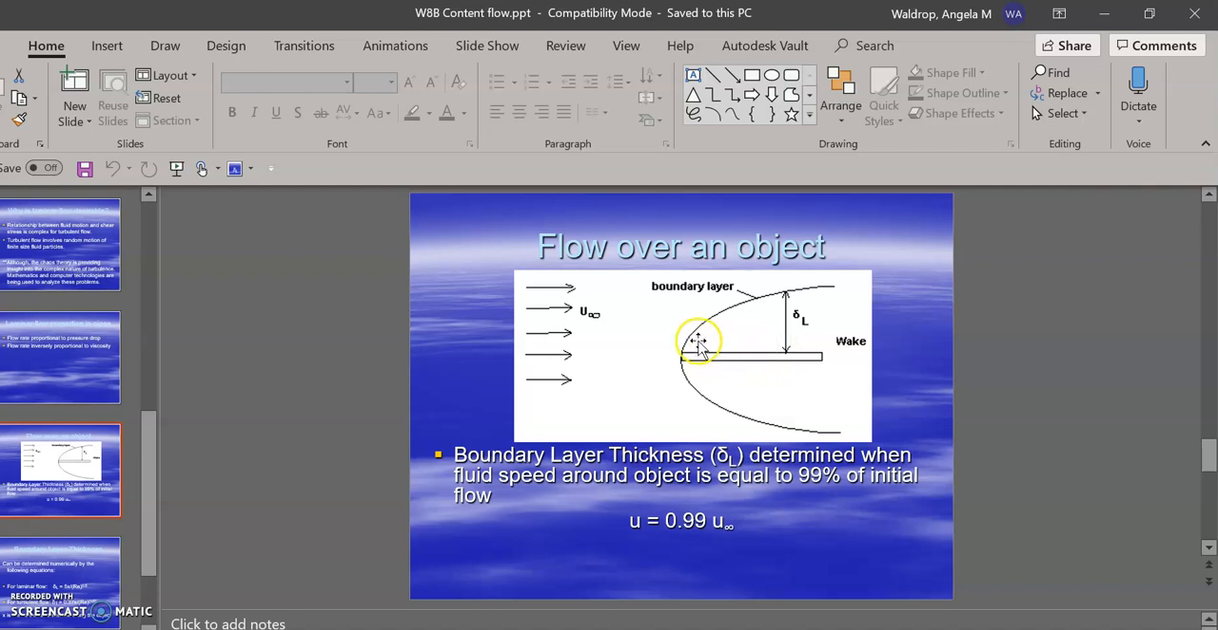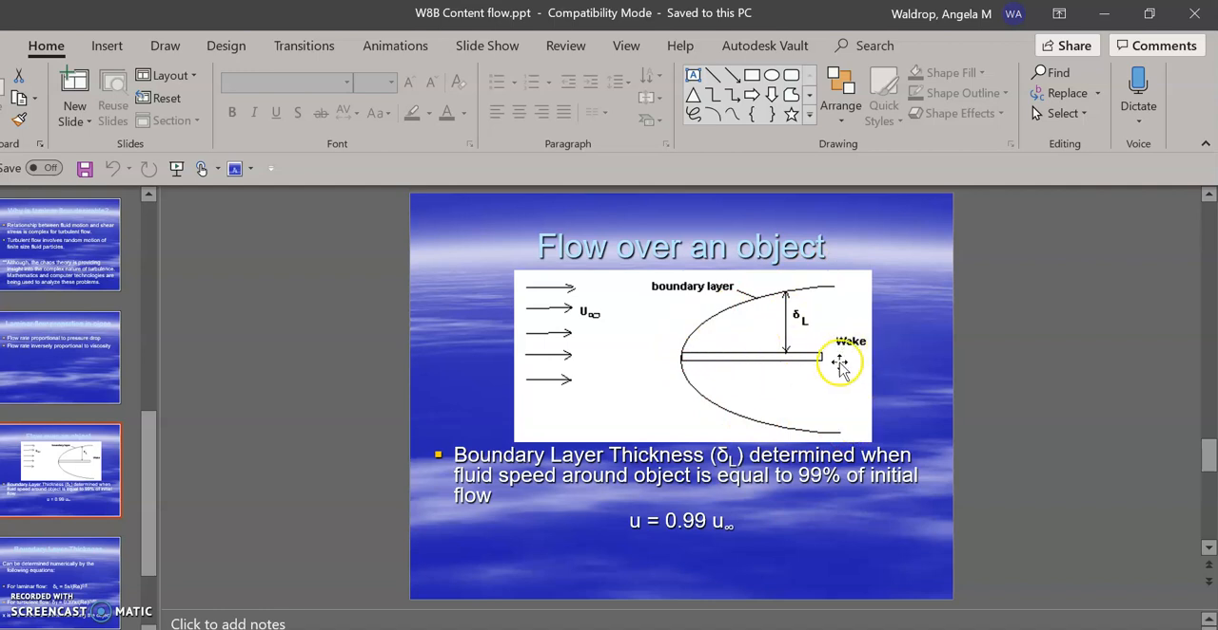As you get further and further away from the object, the speed will be going back to its original speed. The boundary layer thickness is basically determined wherever the fluid flow velocity is 99% of its original flow. So that boundary layer is something that can be calculated. You may be used to seeing that if you're looking overhead at a boat, you can see the boat traveling and you see the ripples that go around it. That's the easiest way to explain it.